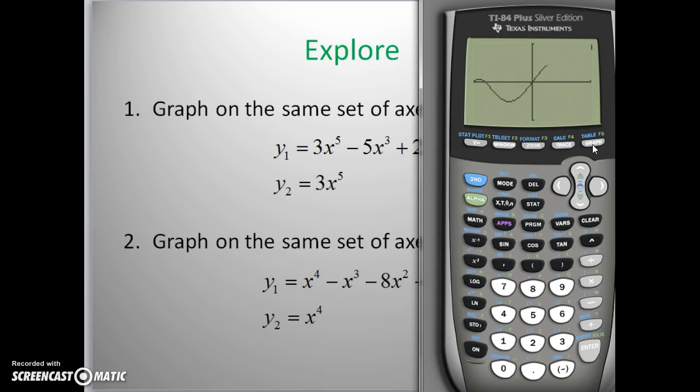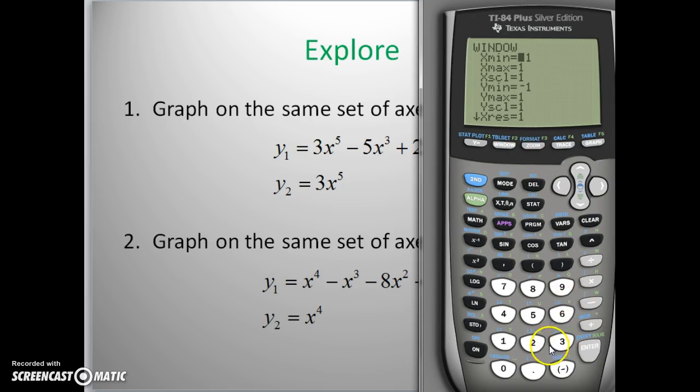So this first function is the one with many terms, and the second function is just the first term, 3x to the 5th. Close to the origin, they look very, very different, right? Right now we're really zoomed in. I'm going from -1 to 1, from -1 to 1 along the y as well. Let me start to adjust my window.